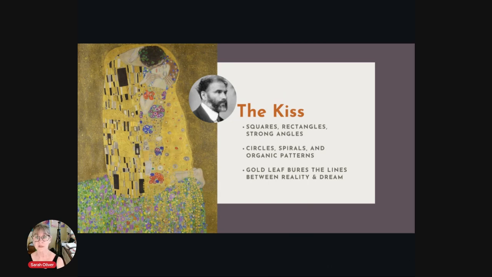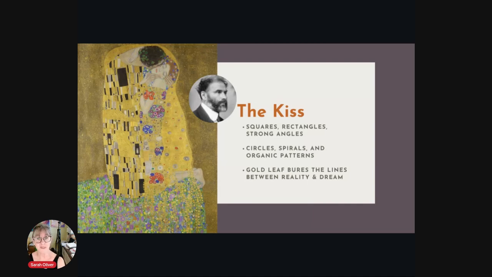The man's robe is covered in bold squares, rectangles, and strong angles, and these geometric motifs speak of strength and stability. Whereas the woman's robe, by contrast, is filled with circles and spirals and soft organic patterns. These suggest a more gentle, feminine, and tender feel and rhythm.